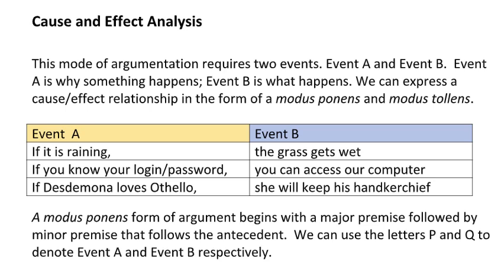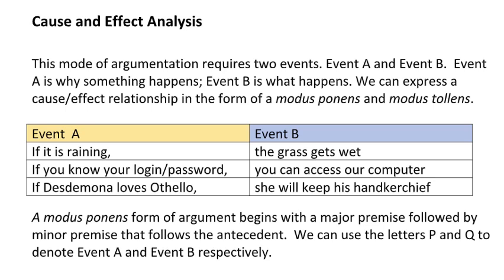And so we can express a cause and effect relationship in the form of a modus ponens and a modus tollens. These are two Latin phrases which we will explain hereafter. A modus ponens can be described as if P, then Q. P is the first event and Q is the following event. So let's take a look. If we use A and B instead of P and Q, it should read as follows.